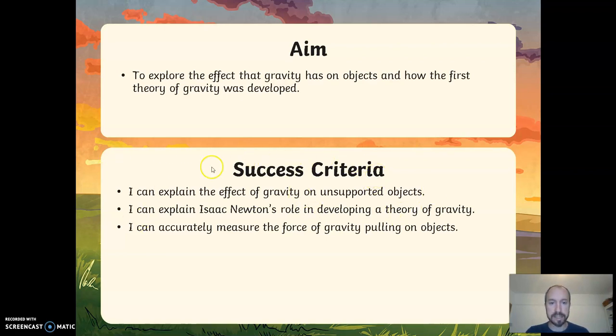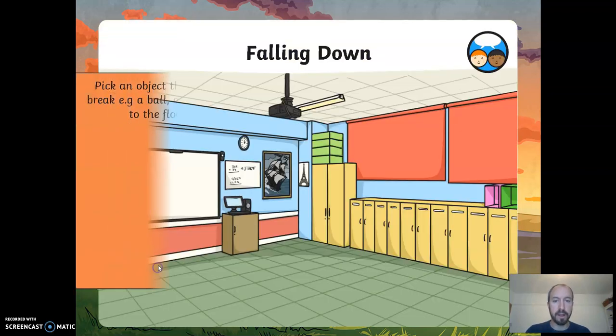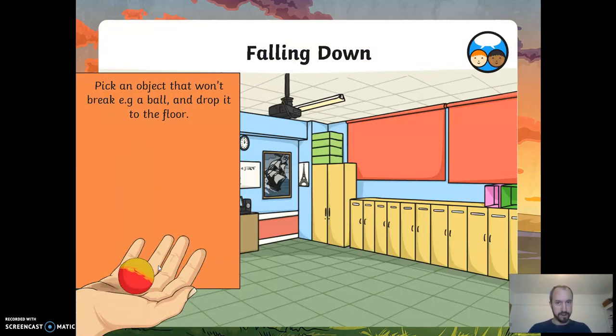Anyway, the success criteria today is to try and explain the effect of gravity on unsupported objects, and to explain Isaac Newton's role in developing the theory of gravity. We're not going to do that last one, so don't worry about that one. So let's have a look at this first bit.